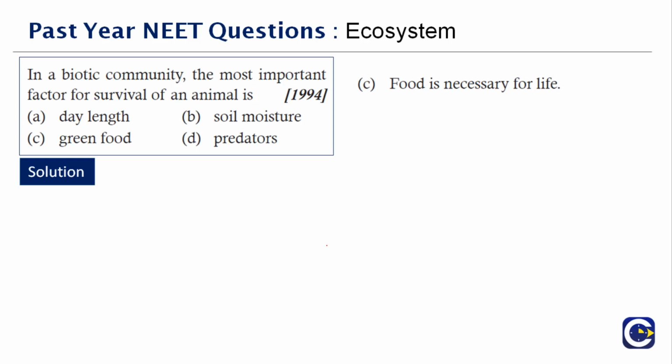It's not the day length or the soil moisture or predators. Only when there is food, even herbivores can survive. Eating the herbivores, the carnivores will survive. It is very well understood. It's not just predators that we need, because predators hunt on the herbivores. So the ultimate requirement is the green food, which is option C.